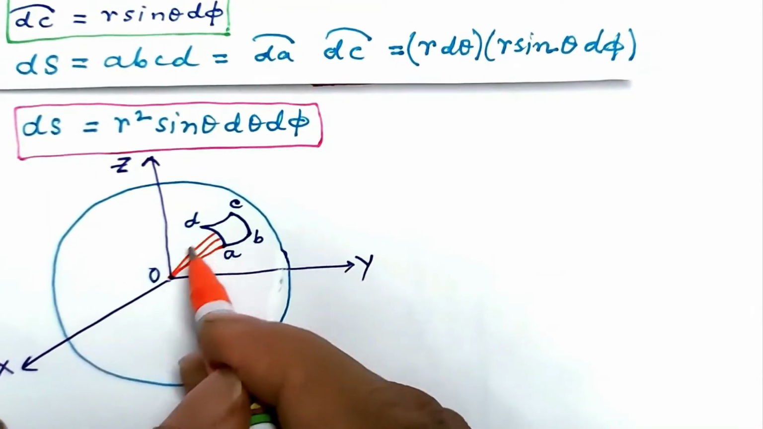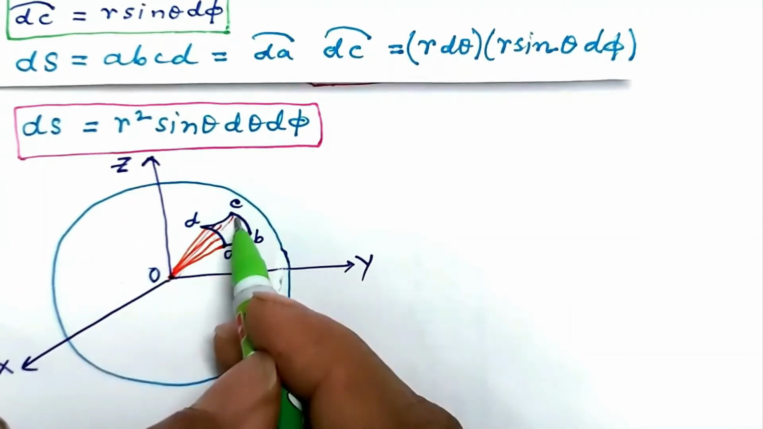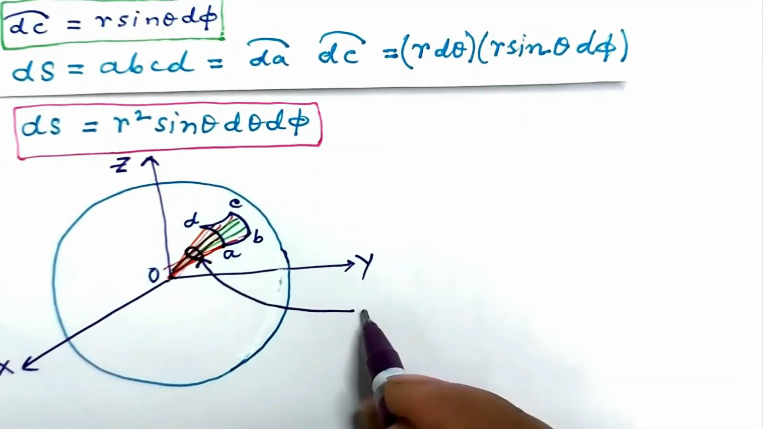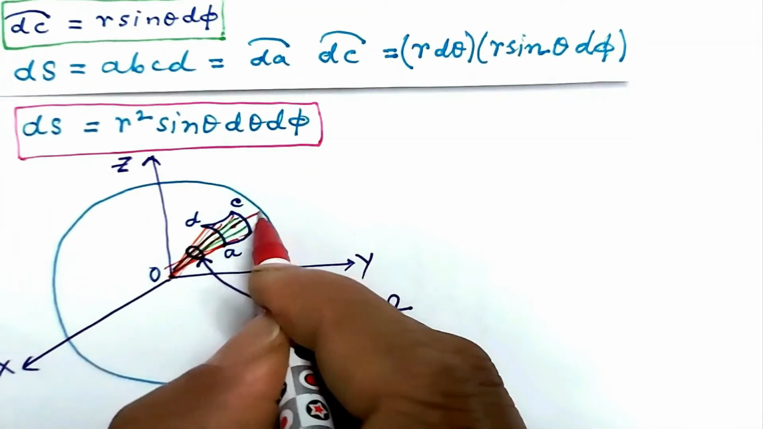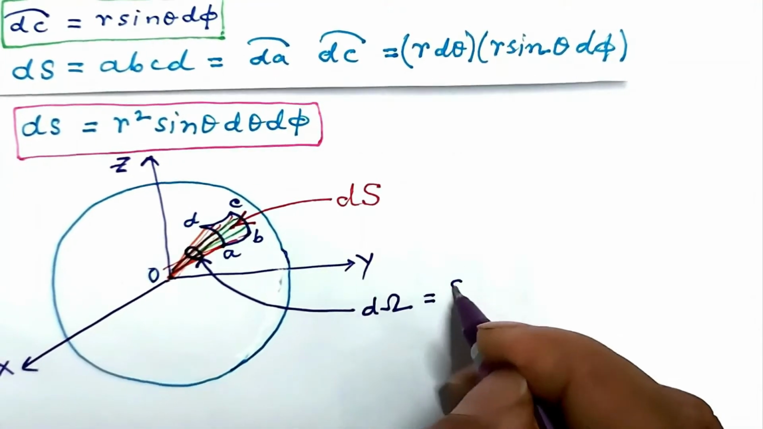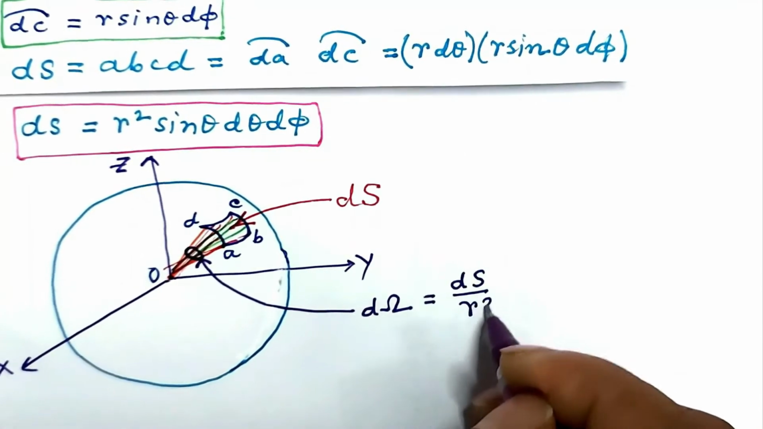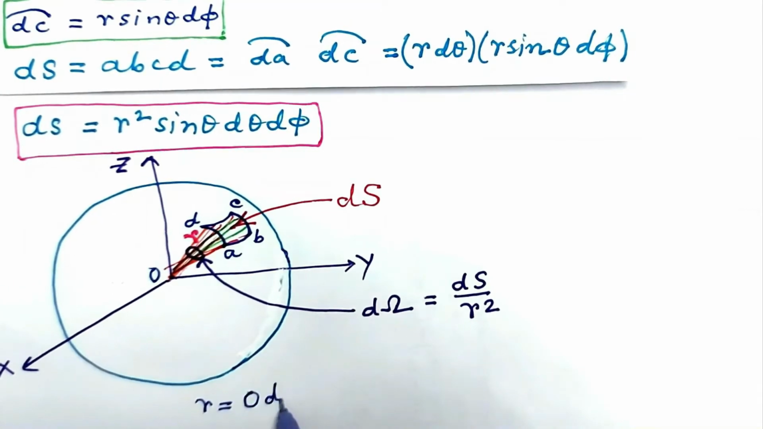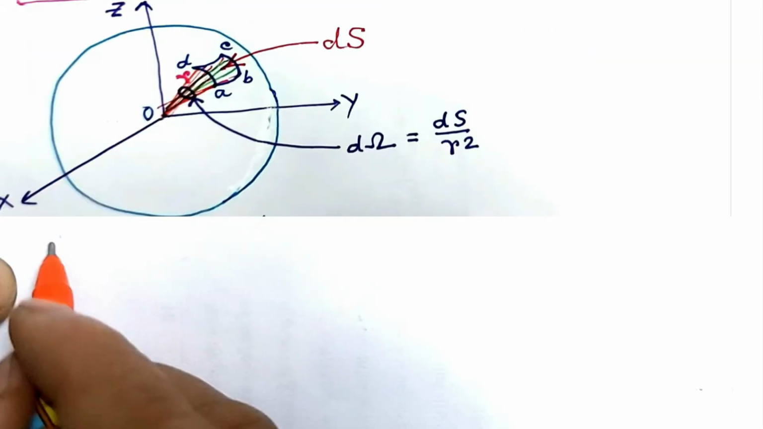Join the contour points of the elemental surface dS to get the elemental solid angle. Call it d omega, subtended by dS at center O, the expression of which is dS by R square, where R is this distance OD, the radius, the distance of point O to dS.